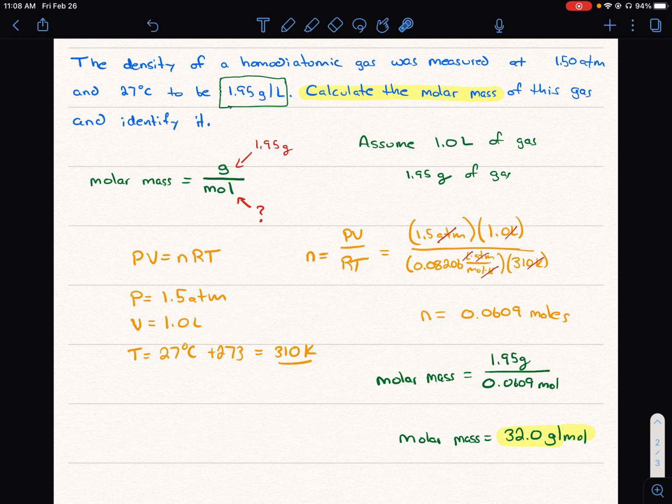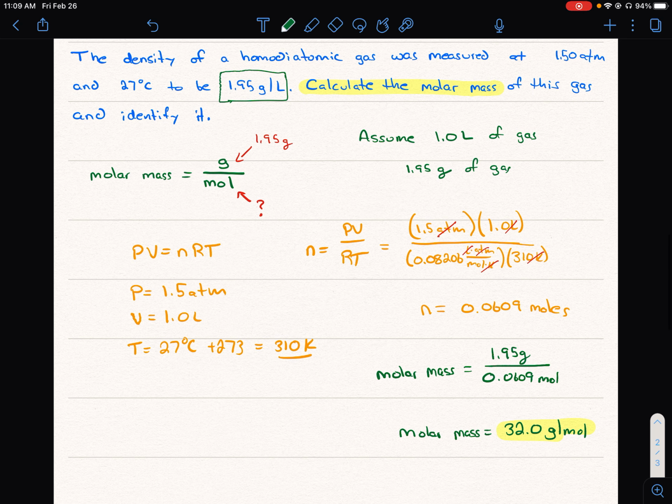Now the last thing we have to do is the problem also asks us to identify it. And the key when we go to identify it is this word here. We see this is a homodiatomic molecule. So diatomic means there's going to be two atoms present, and the homo means the two atoms will be the same. So the total molecular mass was 32.0 grams. So if we divide that by 2, we would get the mass of one of the atoms. And so from that, we can find out this has to be the molecule O2. This is molecular oxygen.